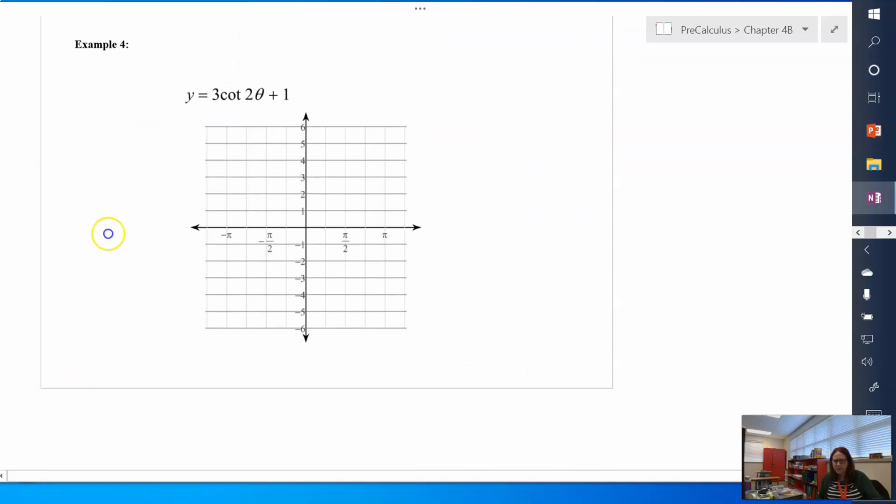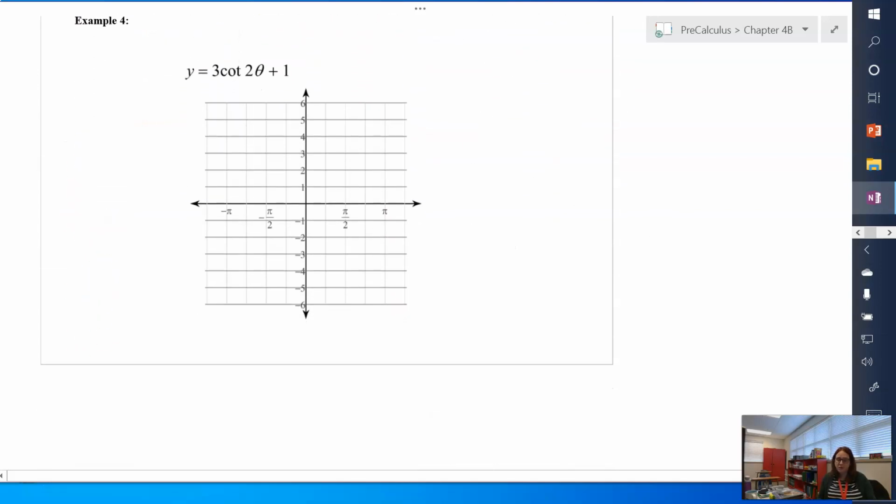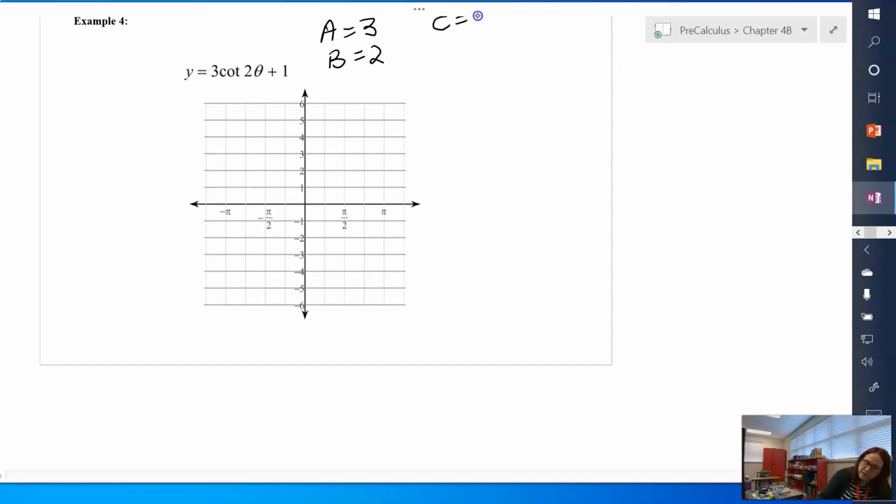Okay, the last one we're going to do, this one is going to be the most challenging one, because check it out. A equals 3. So I'm going to have a times 3 vertical stretch. B equals 2. I'm going to have a horizontal stretch of times 2. C equals 0. And D equals plus 1. So now everything is going to shift up 1.